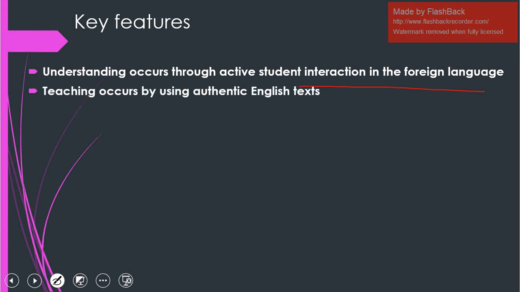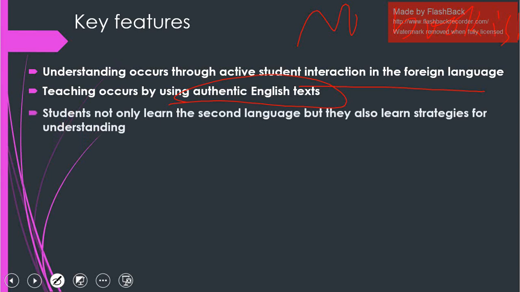Next is teaching occurs by using authentic English text. English text would not be like the old traditional text, but authentic real life text, like I am going to order food for 10 persons, or you are going to the shop, there is a situation and you have to write the dialogue between the shopkeeper and you. So this is how the authentic English text will be written by you or given to you. This is how you are going to learn the language in an authentic way, so that you can use the language practically in the future. No bookish knowledge, there would be no bookish stuff.